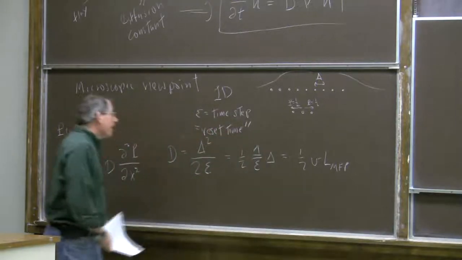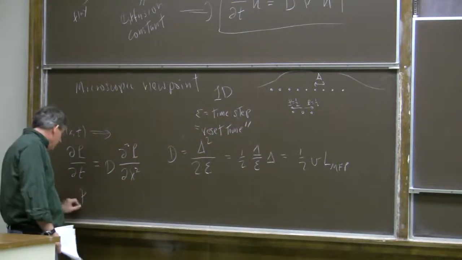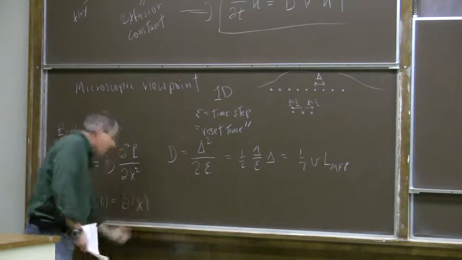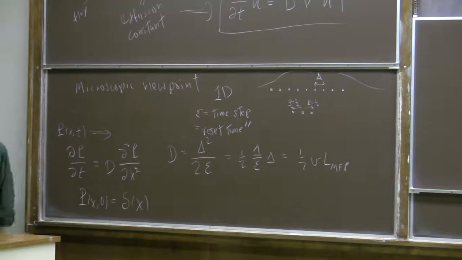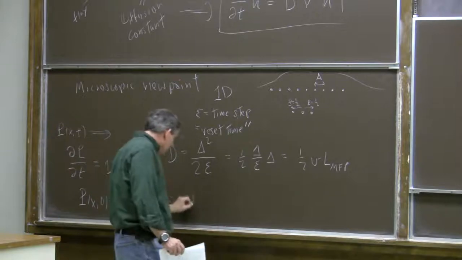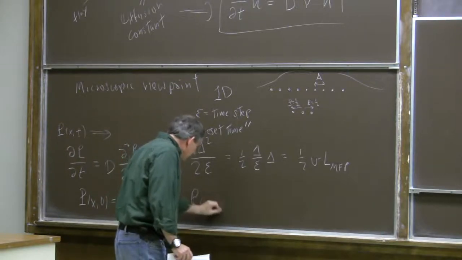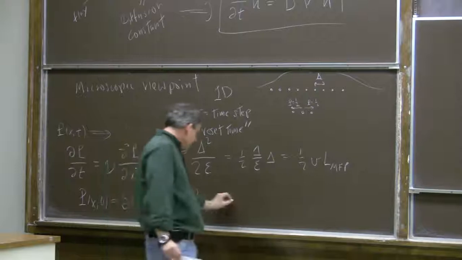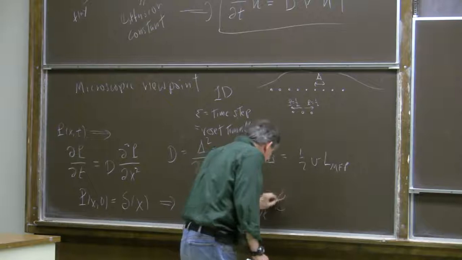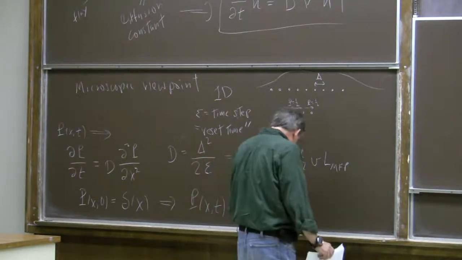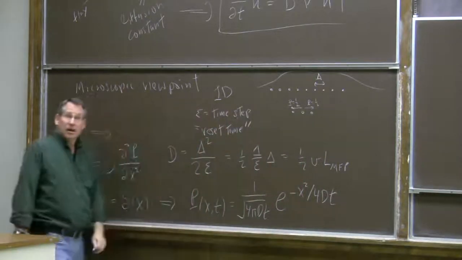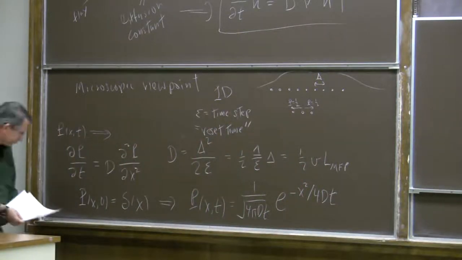We saw that if you have an initial probability distribution at time 0, which is just a delta function of position, so the particle starts out at the origin with probability 1, then after a time t, the probability distribution will be given by a Gaussian, 1 over the square root of 4 pi Dt, times the exponential of minus x squared over 4Dt. So the width of that Gaussian depends on the time.